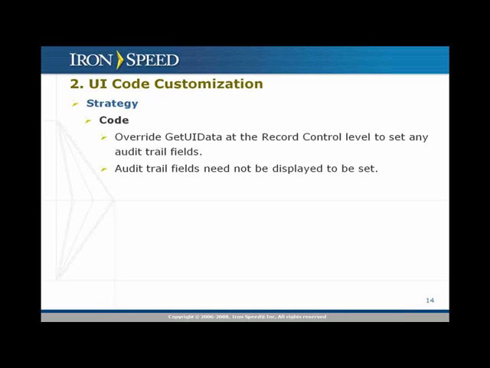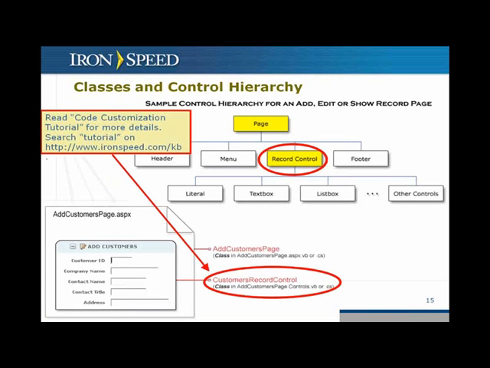So if you go back and look at the control hierarchy of a page, let's say if you're looking at an Add page, we create two classes shown in yellow over here, the page and the record control class. And you can read the code customization tutorial for more details on these pictures. But generally, we're going to make this code customization at the Customers record control class level, which corresponds to the specific record control that is displayed over here.